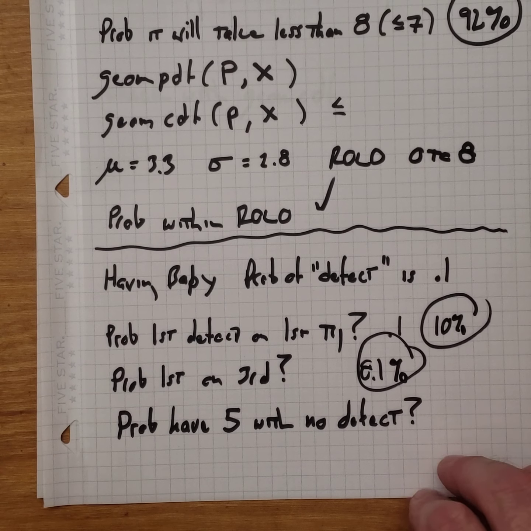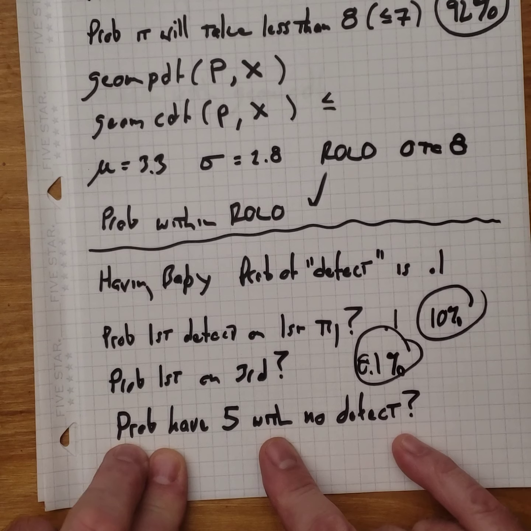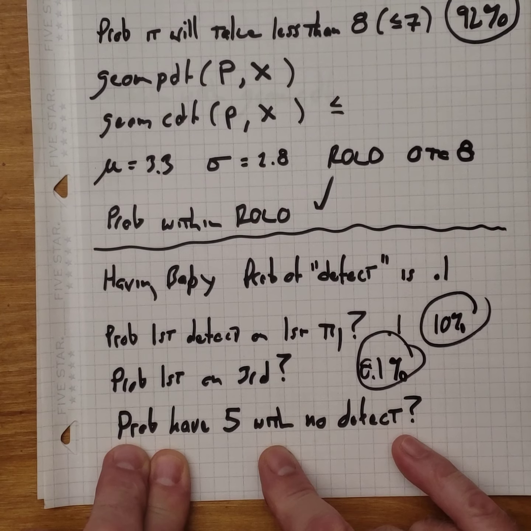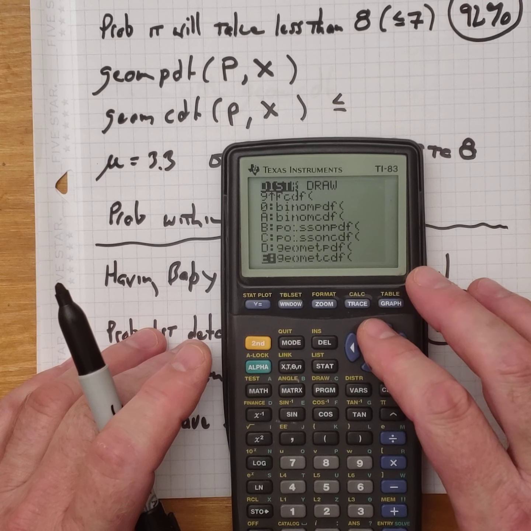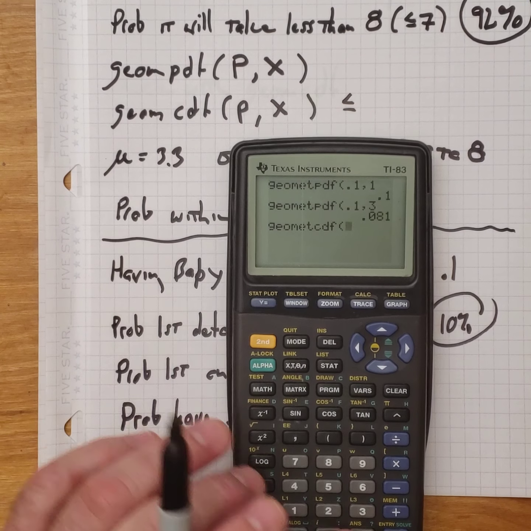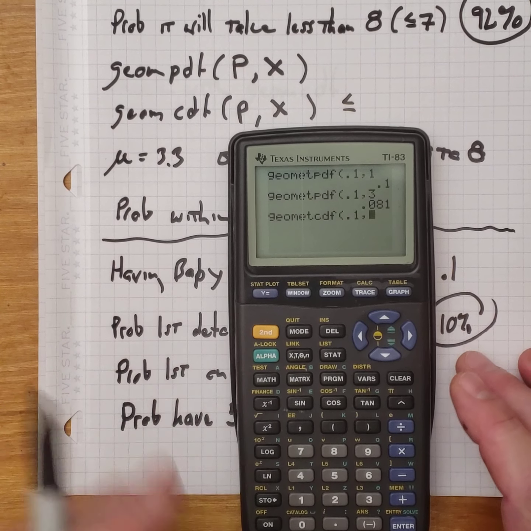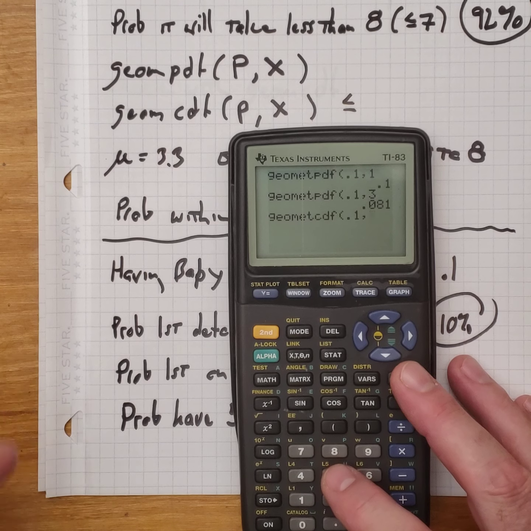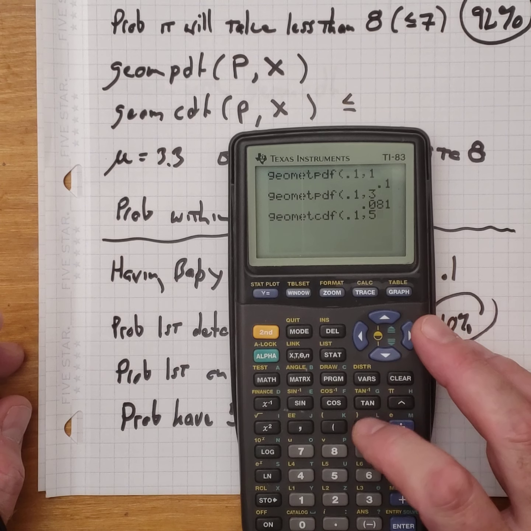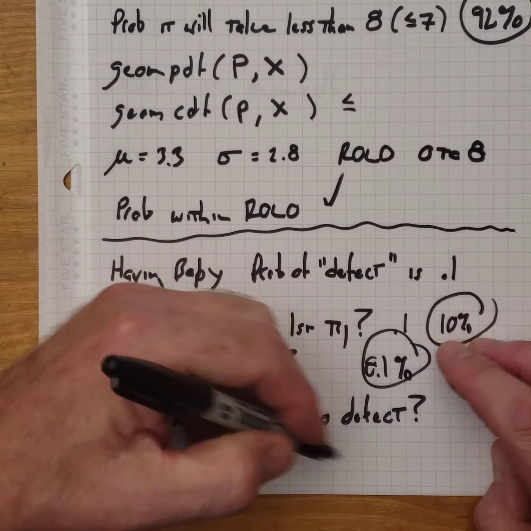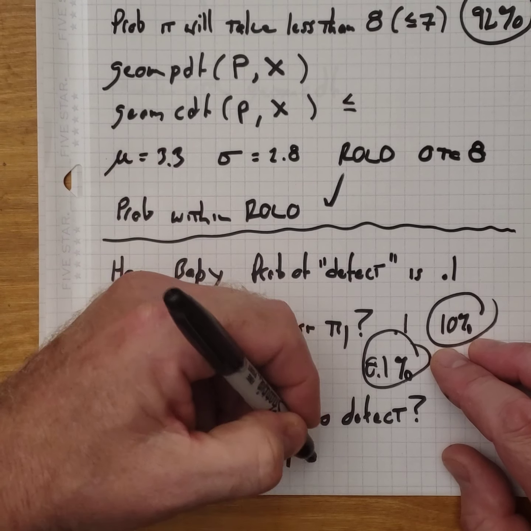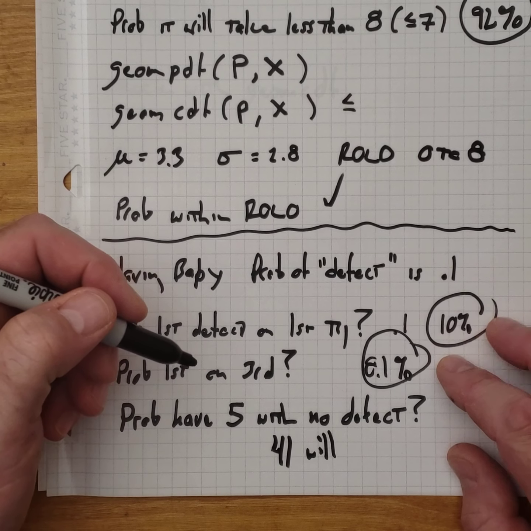And the last question, we'll end this here because we're over time. What's the probability we'll have 5 of them with no defect? Well, for this one, let's look at the geometric CDF. With this probability, what's the probability the first defect would occur within the first 5? So if you find the probability that the first one will occur within the first 5, there's a 40.9% chance. Let's round that up to 41, that they will have a red-headed baby within the first 5.